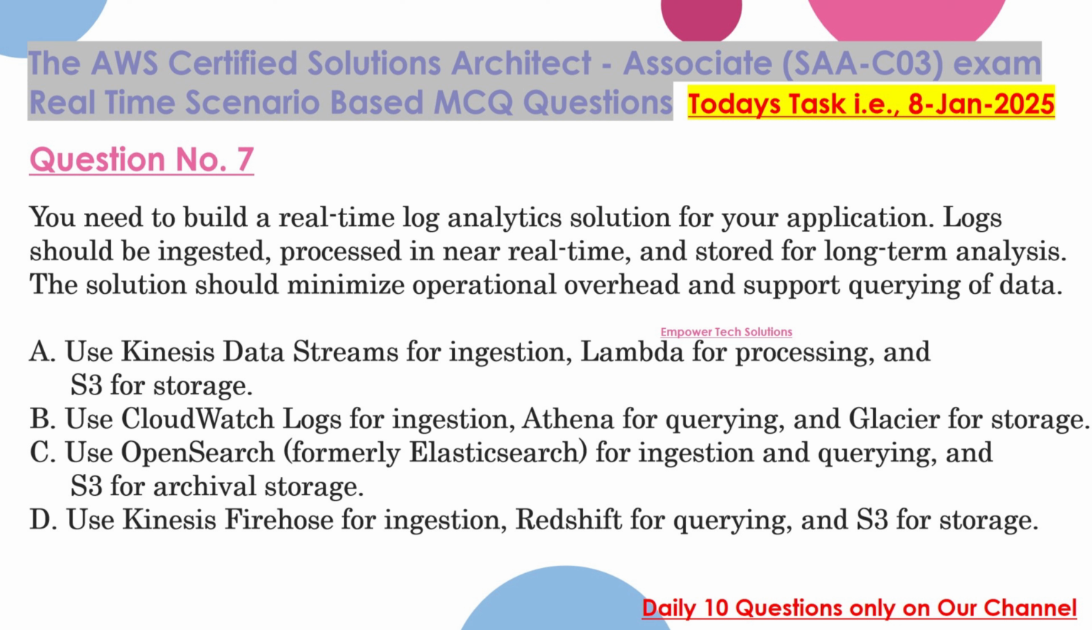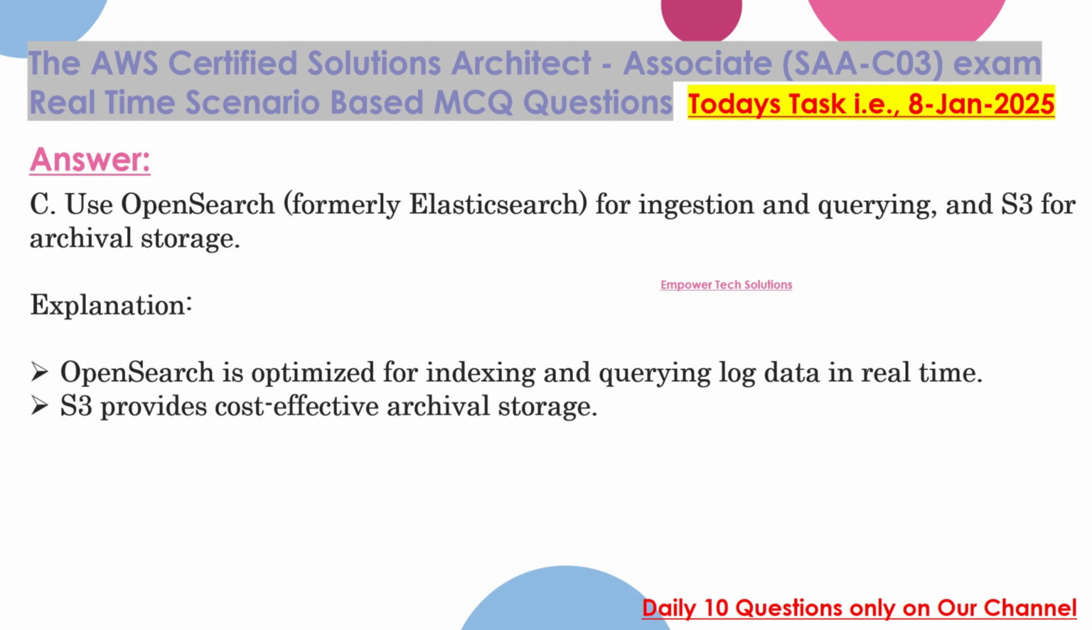B. Use CloudWatch Logs for ingestion, Athena for querying, and Glacier for storage. C. Use OpenSearch, formerly Elasticsearch, for ingestion and querying, and S3 for archival storage. D. Use Kinesis Firehose for ingestion, Redshift for querying, and S3 for storage. Correct answer, C. Use OpenSearch, formerly Elasticsearch, for ingestion and querying, and S3 for archival storage.